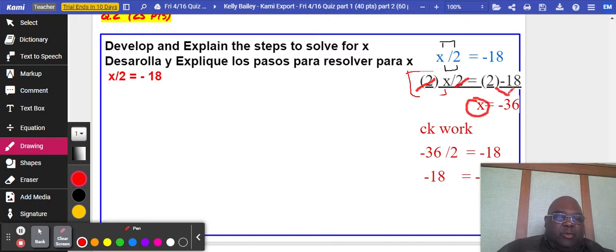That's going to leave me with x. And 2 times negative 18 is going to give me negative 36. Negative 36. But that's not good enough for us. We've got to check our work. So let's do that.